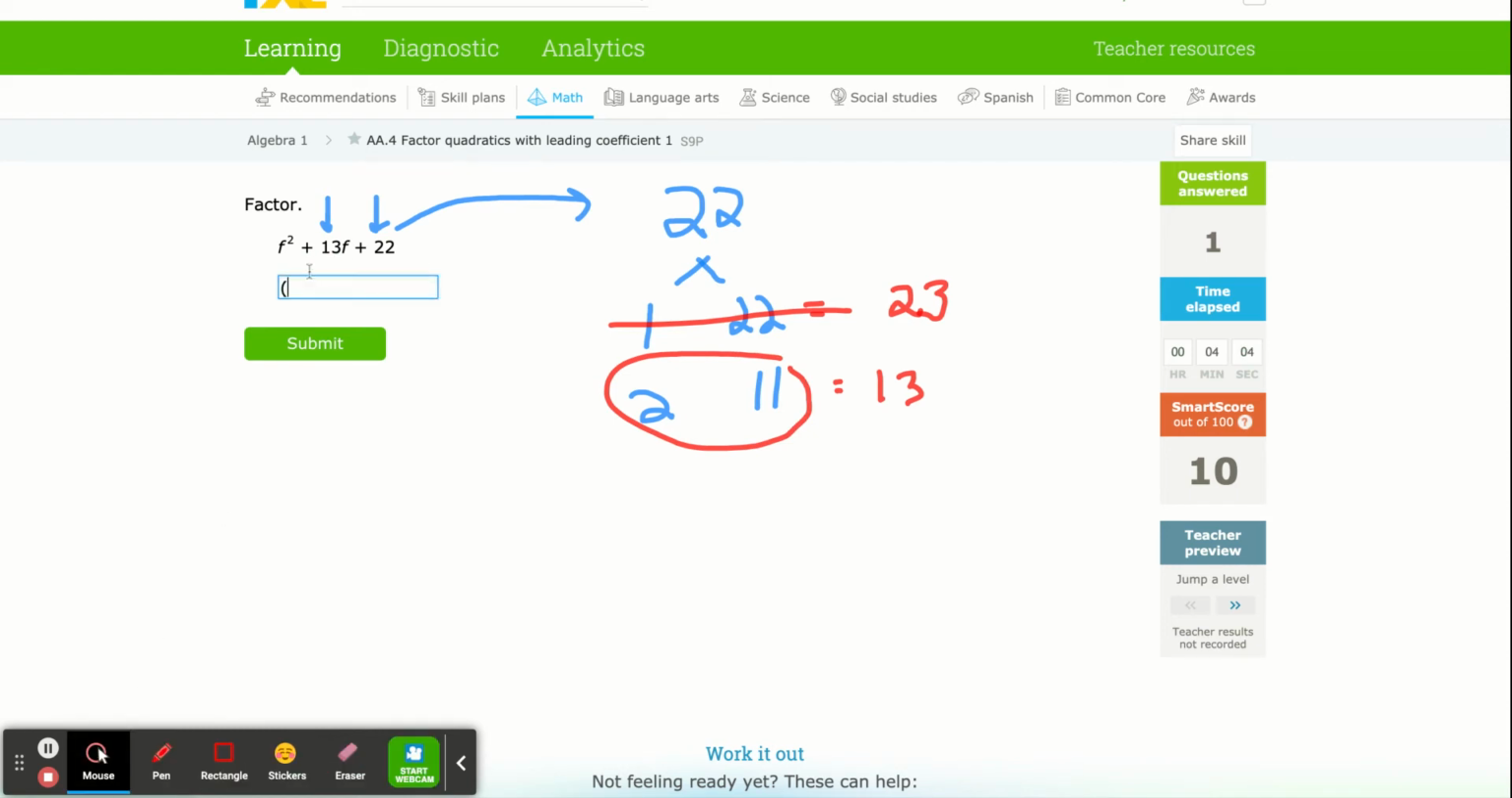So again, I'm using the variable f, so we'll have an f in front of each, and then I'm going to have a plus 2, close parentheses, and another set of parentheses, and again, f, and plus 11. Because 2 times 11 is 22, and 2 plus 11 is 13.